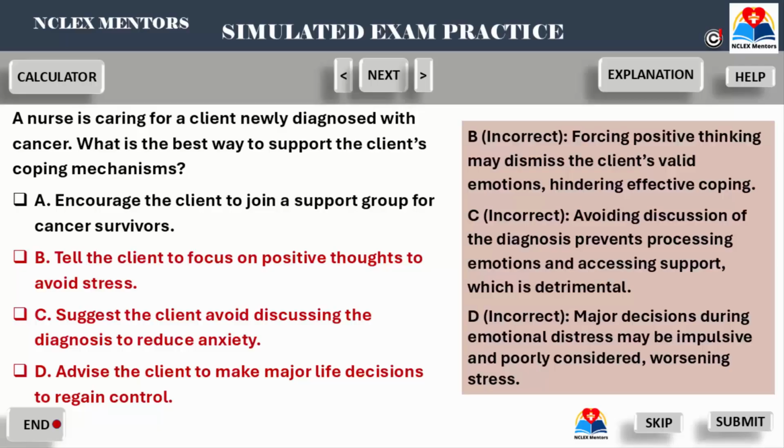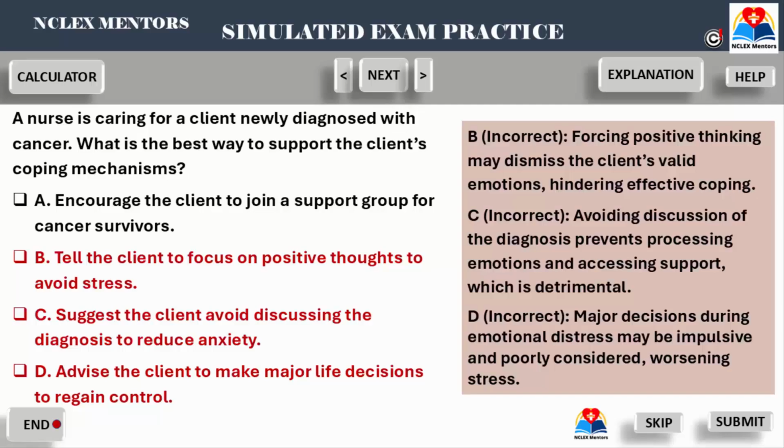Option D, advise the client to make major life decisions to regain control. This might come from a well-meaning place, but making big decisions in the middle of an emotional storm? Risky. We want clients to cope first, feel supported, and gain clarity before making life-altering choices. That's what keeps their decisions grounded and safe.